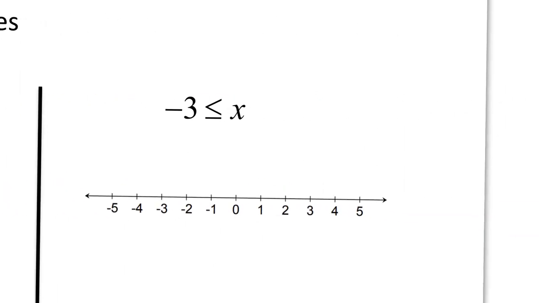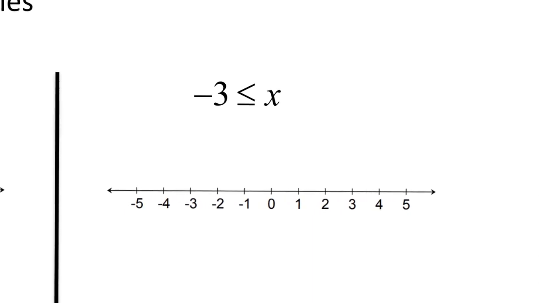Now this one here, you have negative 3 is less than or equal to x. Now one thing that we can do when we have inequalities is we can change the x to the left side of the inequality. But when you do that, you have to change everything. You have to flip everything in that inequality. And this is what I mean.